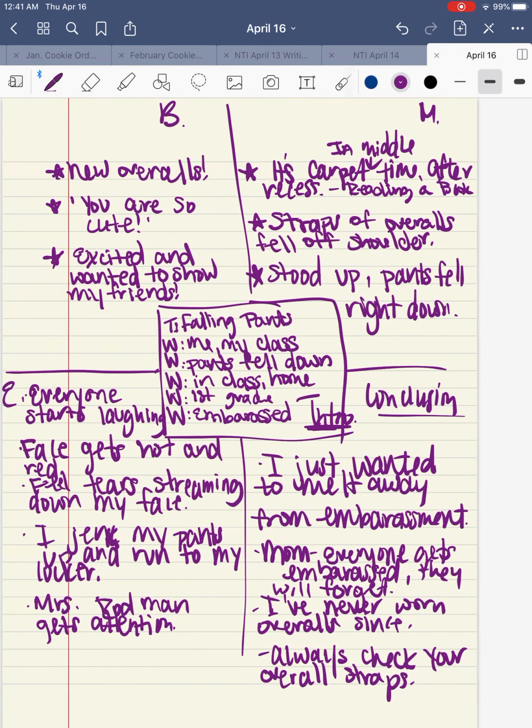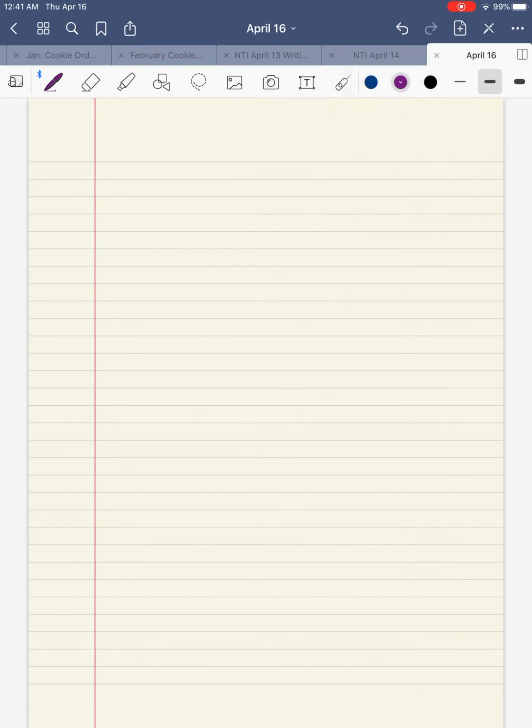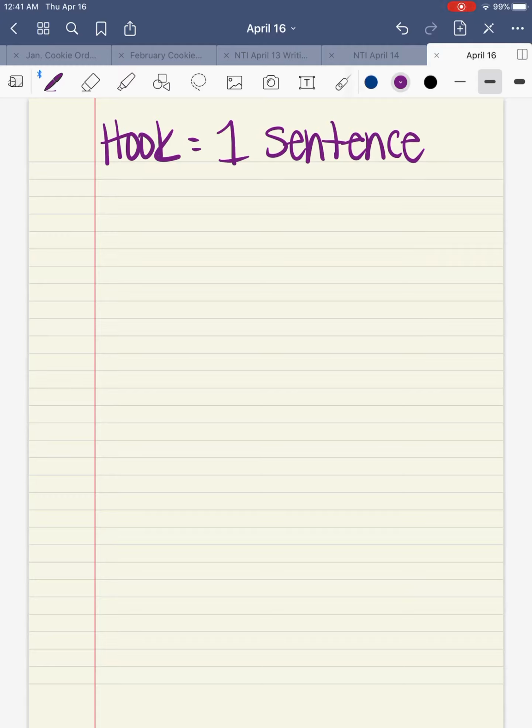Now, to write a good hook. Oh, gotta add a page. Your hook is one sentence. Okay? Hook equals one sentence. And that is all we want you to write today, besides your foursquare. You got to do your foursquare and your hook. So, one sentence. Here are your different options. You can start with a question. Now, you need to think about your form. It's a speech. So, what's going to be appropriate for a speech about being embarrassed? It can be a fact or a statistic.